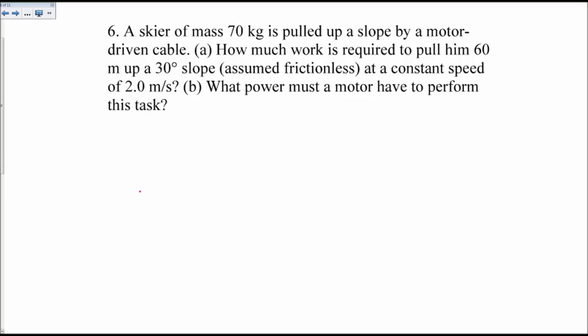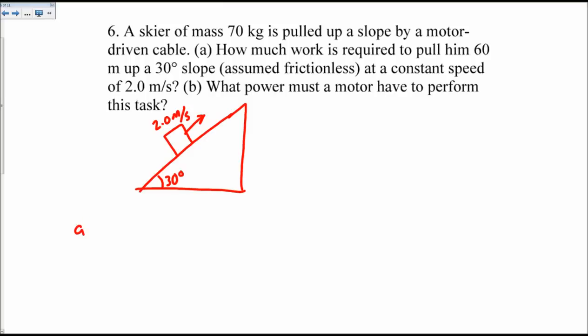All right, so in this situation, this is a 30-degree slope. It's not really drawn to scale. I have a skier, I'll draw him as a box. He's being pulled up that slope at a speed of 2 meters per second. I want to know what power a motor must have to perform this task, and what the work being done is. Now remember, work is equal to F dot D, the dot product of the force and the displacement.